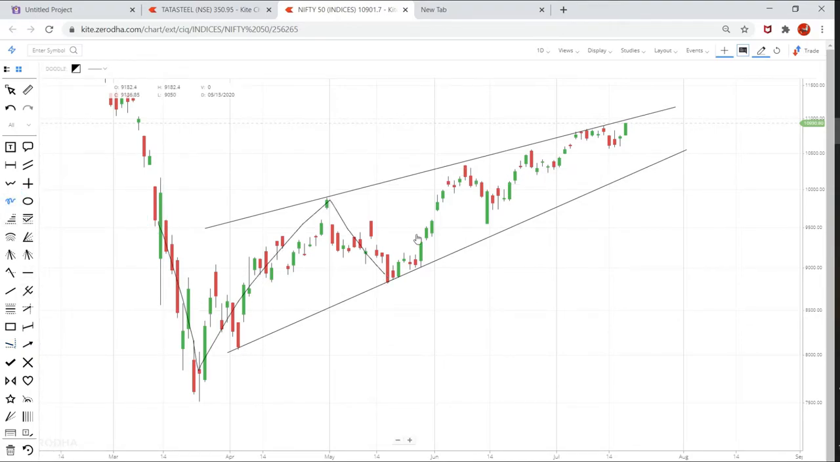Suppose the market went to this level, came back, and went to this level and came back. This is how you can understand how a stock or a particular index is moving. This is a level from where it is getting rejected, and this is a support level where every time it comes here, it gets support and moves up. As of now, Nifty is standing at 10,930. So this is how you draw a trend line.